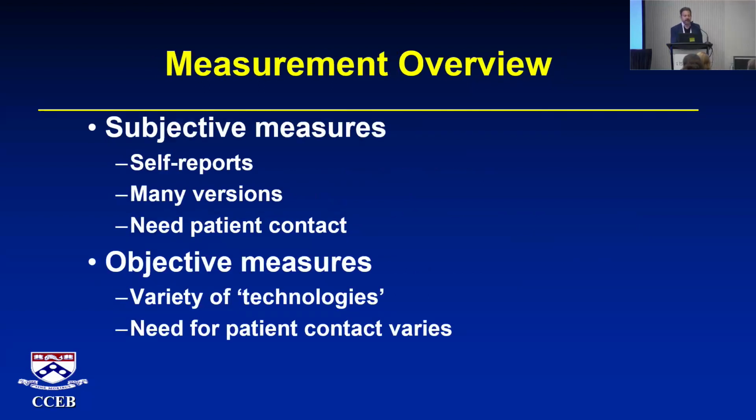Okay, so some overview of the measurement. We'll go into greater details, and Jacqueline will talk about subjective measures of self-reports. There are many versions. They need patient contact, and Jacqueline will talk in detail about that. And then in terms of objective measures, I'll talk about some of the electronic monitoring measures that require patient contact. And Julie's really going to spend most of the time talking about pharmacy measures, which are what, as Jacqueline likes to say, the core business of people in our field do.